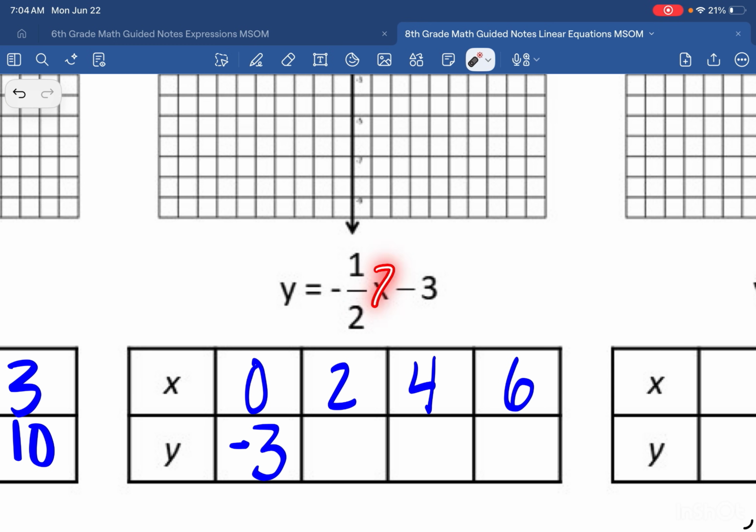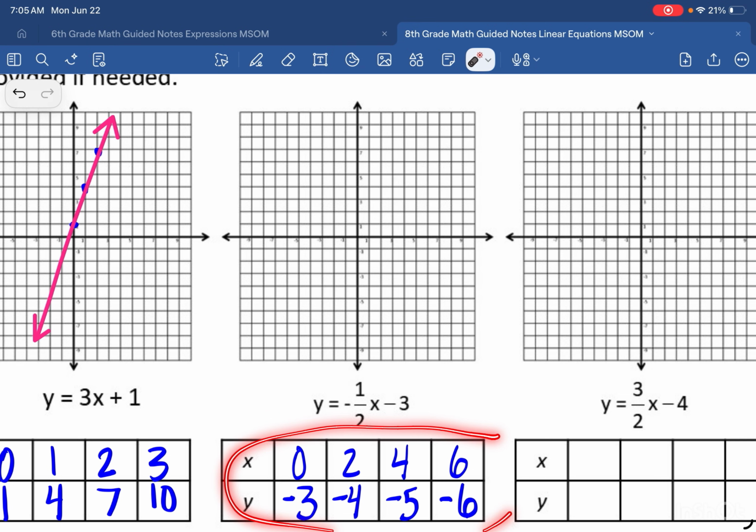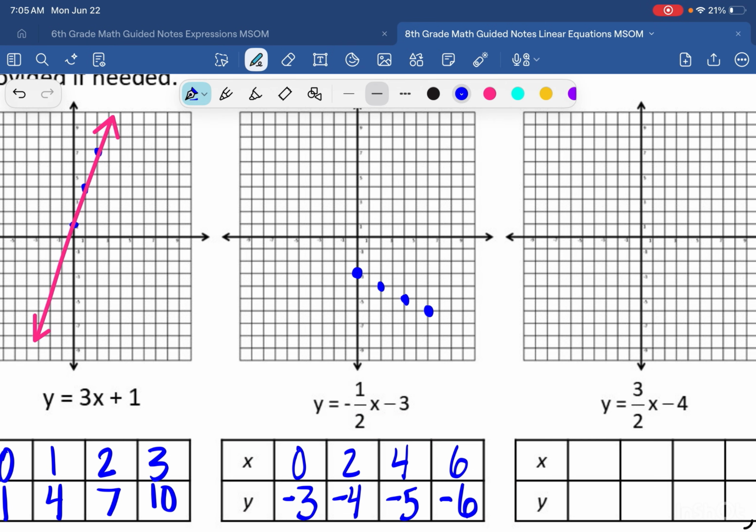Negative 1/2 times 2 is a negative 1, minus 3 is a negative 4. Negative 1/2 times 4, that's going to give me negative 2, minus 3 is a negative 5. Negative 1/2 times 6 is a negative 3, minus 3 is a negative 6. So now I will graph these points in my table on my graph here above. I've graphed my points and now I'm going to create my line. There's my line for the graph y equals negative 1/2 x minus 3.